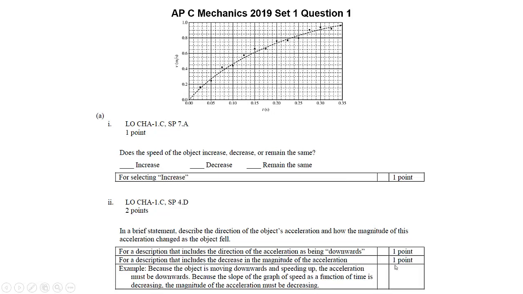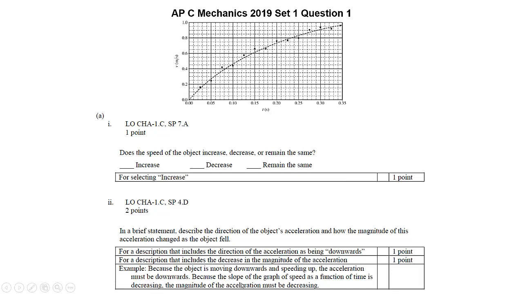Now, I'm not quite sure. One of the things that I like when looking at the rubric is trying to think of, if this is the way they'd actually grade this. It says, describe the direction and how the magnitude of the acceleration changed. Well, to me, if you said the object's acceleration was downward and the acceleration decreased as it fell, notice here because the slope is getting less steep, that would be an answer.